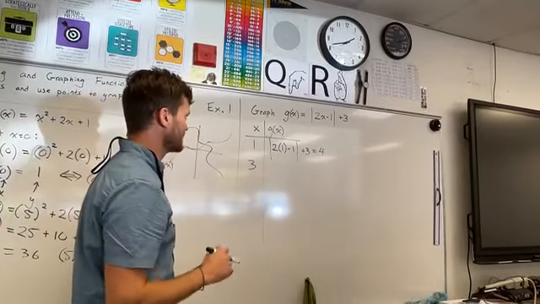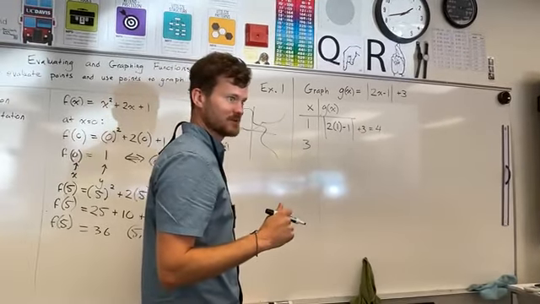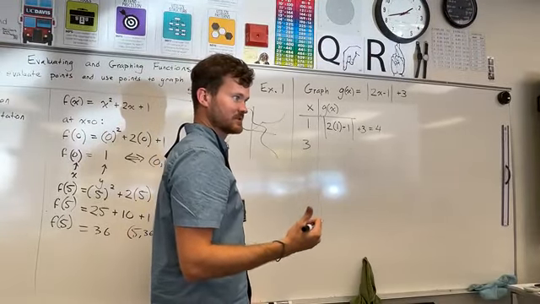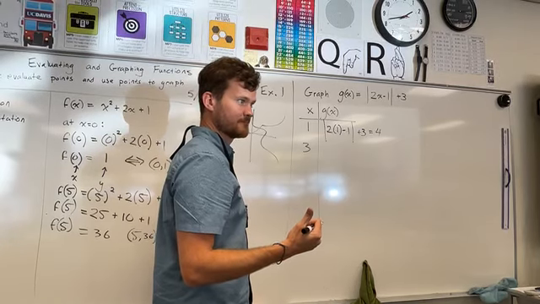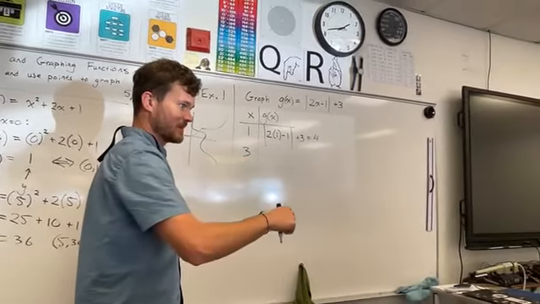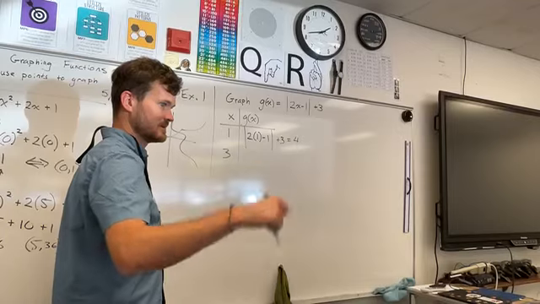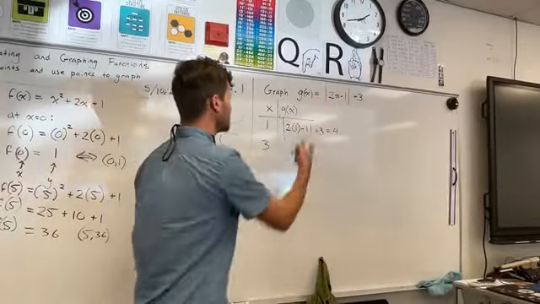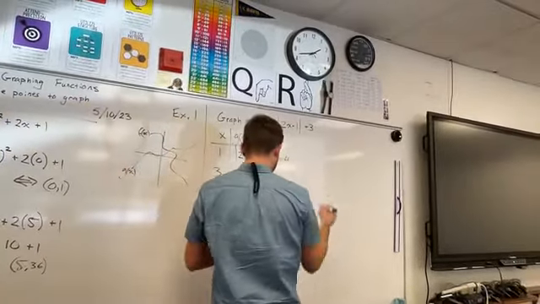Oh, I forgot to talk about the difference between continuous and discrete, though. What is the difference between continuous and discrete? Continuous means you don't pick up the pencil. Discrete. Yeah, so let's make this one a discrete function.